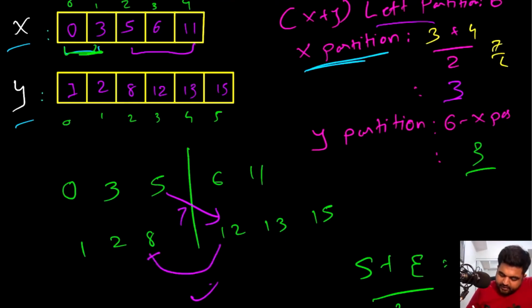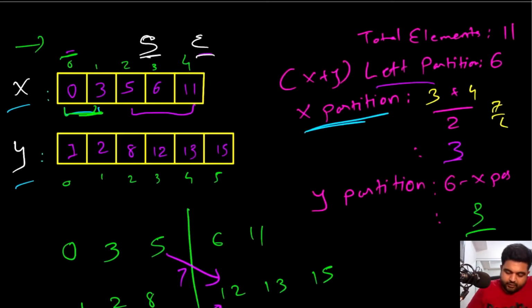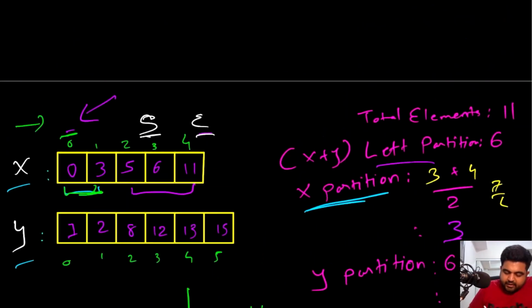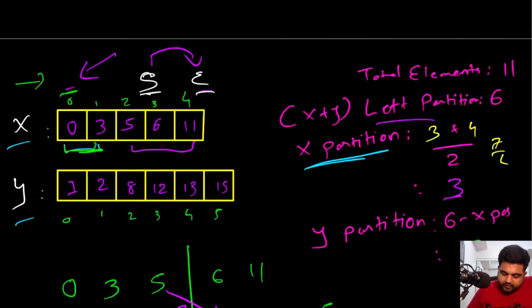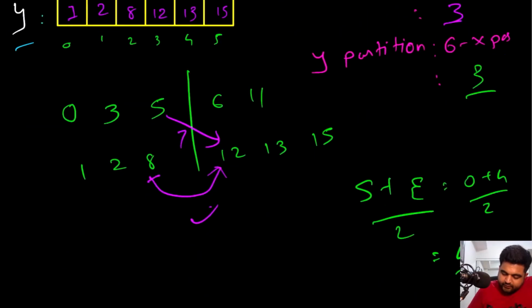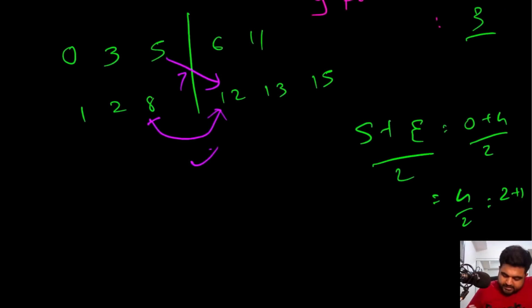So again we will have to move one element from this to the right hand side. So again we are going to update the value inside our X pointer to move the element to the next side. So how are we going to do it? Currently this value is 3, this value is 4. So now again we are going to repeat the same process.